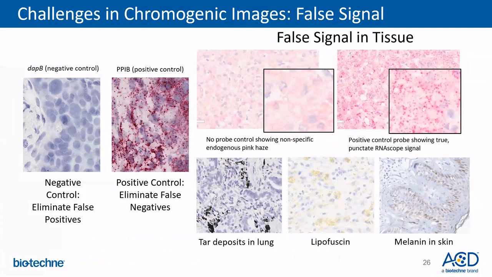There are other structures in the tissue that may have colors. Here we have some examples like tar, lipofuscin, and melanin. It is easier to distinguish these colors from the reddish color, but they may be very difficult to separate from brown signal. So for these types of tissues, we advise against using the brown assay.